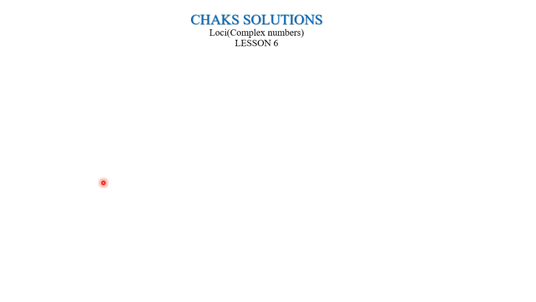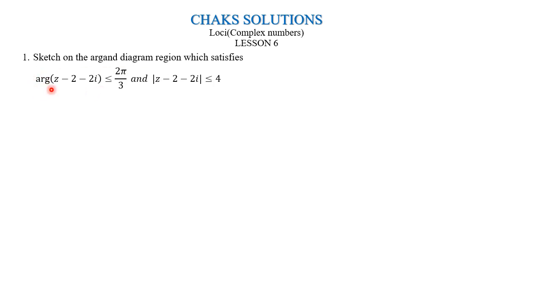Right, so let's go here. Sketch on the Argand diagram the region which satisfies arg of z minus 2 minus 2i less than or equals to 2 pi over 3 and modulus of z minus 2 minus 2i less than or equals to 4 here. Right, so the first thing here, we said we need to effect the negative. So we effect the negative. So it's going to be arg of z minus 2 plus 2i less than or equals to 2 pi over 3. Then modulus of z minus 2 plus 2i less than or equals to 4 here.